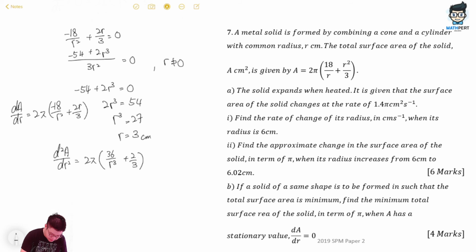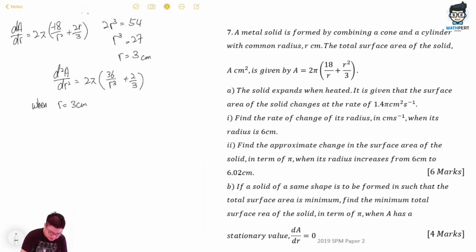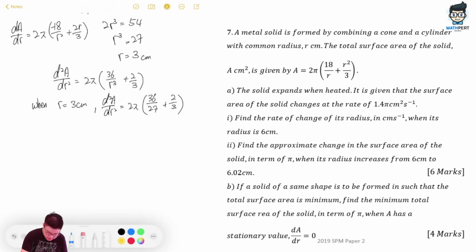So let's find out. When r equals to 3 cm, d square A over dr square is equal to 2 pi, 36 over 3 cubed will be 27, plus 2 over 3. So from here, we do not need to calculate. It will be definitely more than 0. So when you are more than 0, you're happy, then you smile. So this is the emoji, and this is minimum.